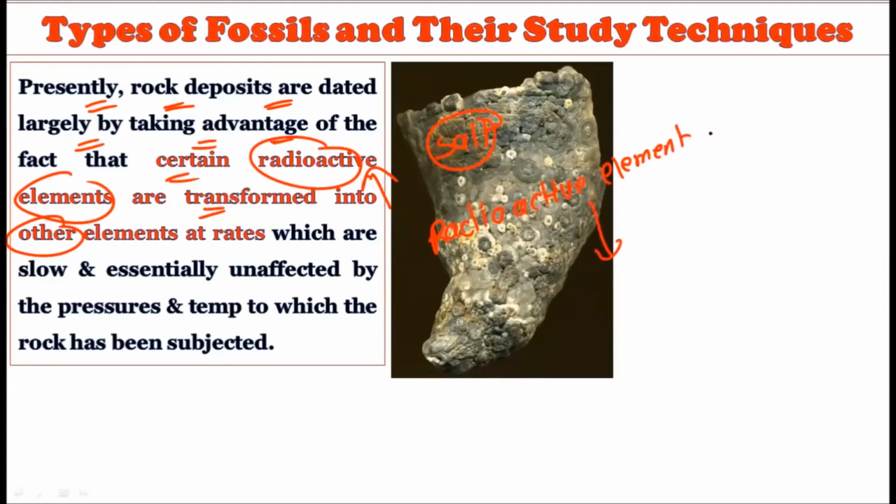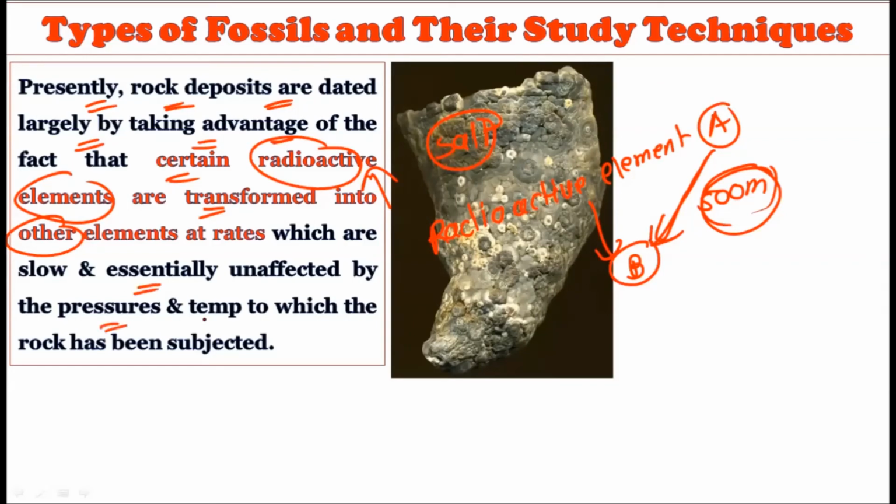Okay, for example, this is an A element, and this A element is getting converted into the B element over a period of time. And this period is generally fixed for the conversion from the A form to the B form, for example, 500 million years is required. So just by knowing how many deposits of the elements are there on the fossil, we can calculate the exact age of the fossil. Okay, these conversions are slow and essentially unaffected by the pressures and temperatures to which the rock has been subjected.